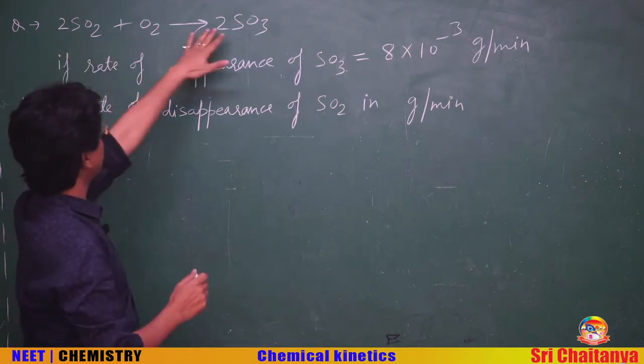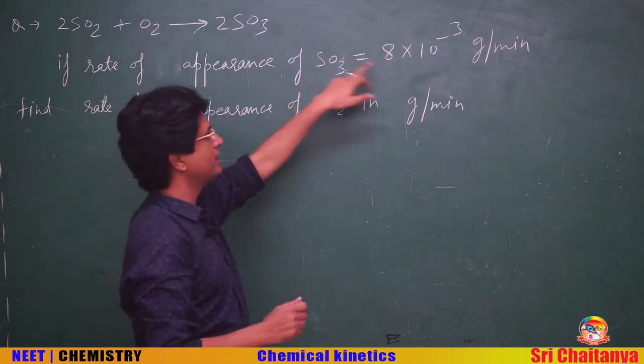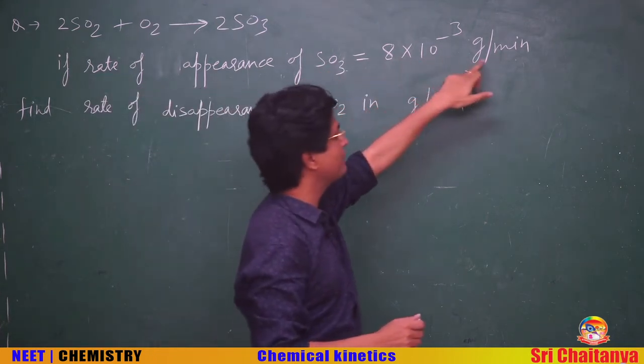They have given the equation and they have also given that the rate of appearance of SO3 is 8 into 10 to the power of minus 3 grams per minute.